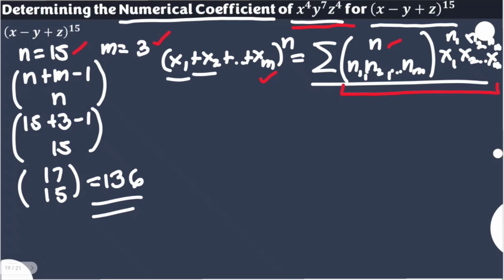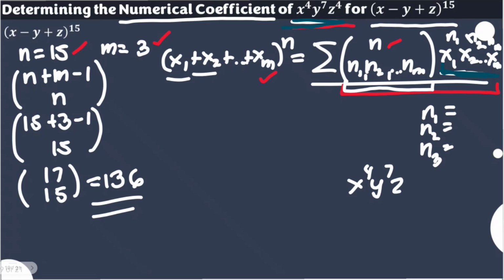So the next step here is to identify what will be the values of our n sub 1, n sub 2, and n sub 3. Because we can see here it has an item for the combination here. How do we identify that? Looking into this portion here, this connects to our literal coefficient. Hence, if we're going to compare x to the power 4, y to the power of 7, and z to the power 4 with x sub 1 to the power of n sub 1, x sub 2 to the power of n sub 2, and since we only have 3 terms in our multinomial, we have x sub 3 to the power of n sub 3.